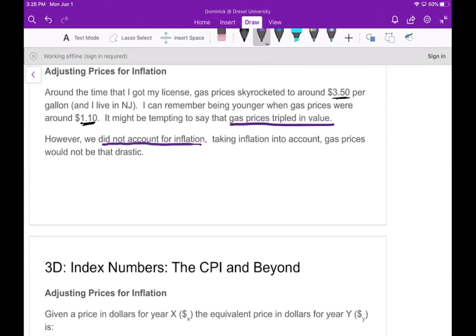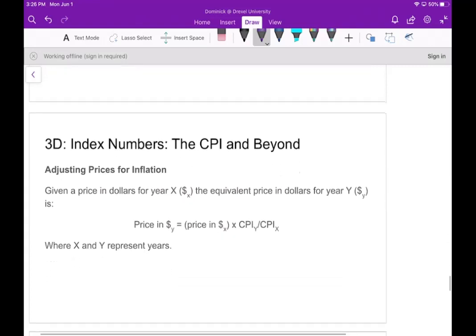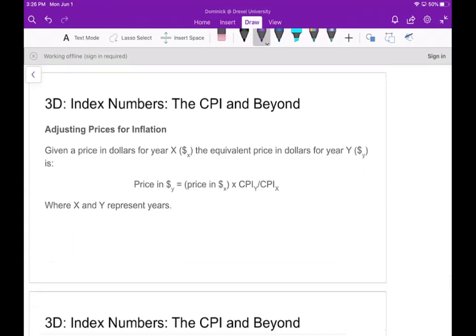But if you take inflation into account, the change is not going to be as drastic. All right, so that's one thing to keep in mind. Now, to adjust prices for inflation, we take the price that we want to have, and we find that by taking the price that we know in year X, and then we multiply by the ratio of the CPIs: the CPI in the year we want to know the price in over the CPI in the year that we know the price in.